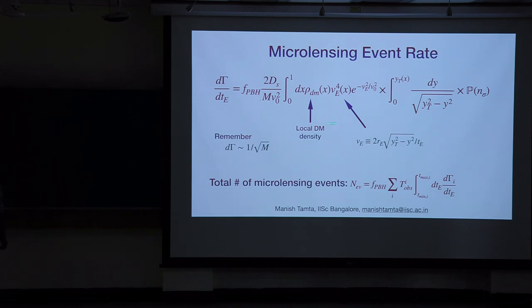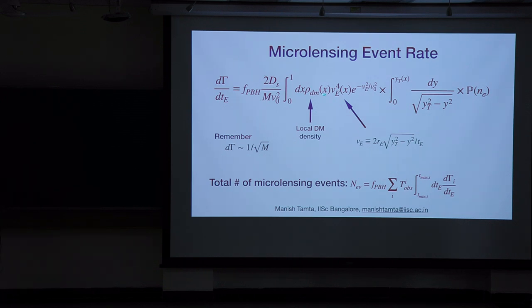Okay, so this is the final thing. If we find any signal, that would be a great thing. If we don't, then we can put constraints. After all, microlensing is a counting experiment. So this particular expression basically gives you the differential lensing rate.